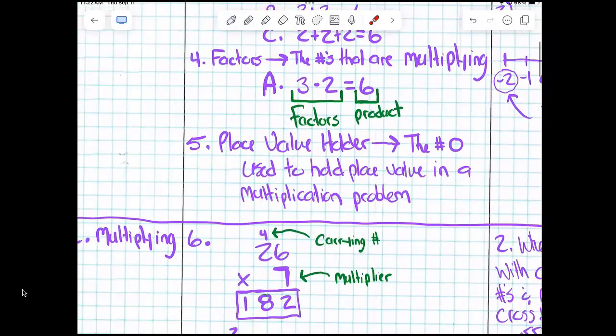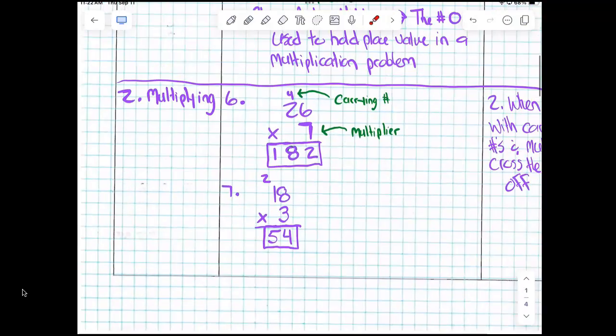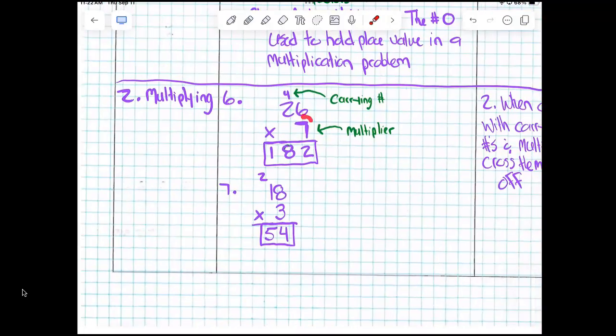Product. What number is always a place value holder? 0. All right, here we go. 26 times 7. What do we call the bottom number of a multiplication problem like this? Multiplier. So the multiplier just multiplies the 7 by the 6 and the 7 by the 2, right? Sometimes we need to carry a number. What do we call that number? Carry number.